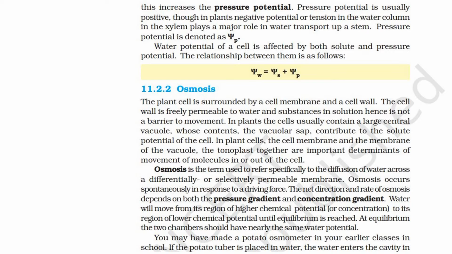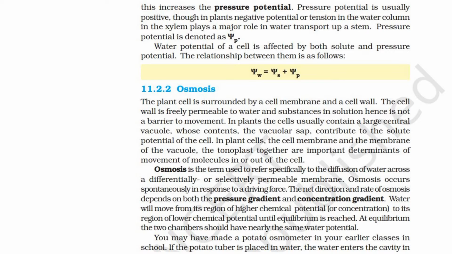The cell wall is freely permeable to water and substances in solution, hence is not a barrier to movement. In plants the cells usually contain a large central vacuole, whose contents, the vacuolar sap, contribute to the solute potential of the cell. In plant cells, the cell membrane and the membrane of the vacuole, the tonoplast, together are important determinants of movement of molecules in or out of the cell.